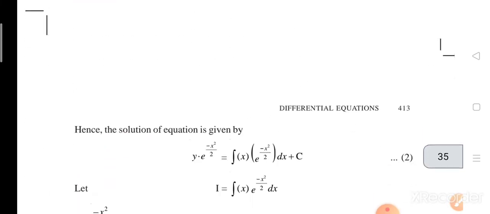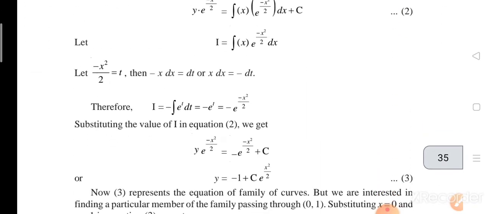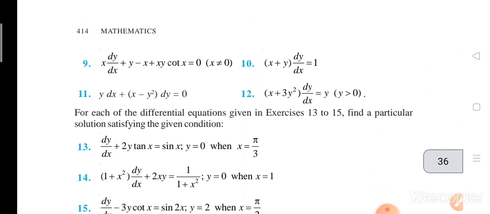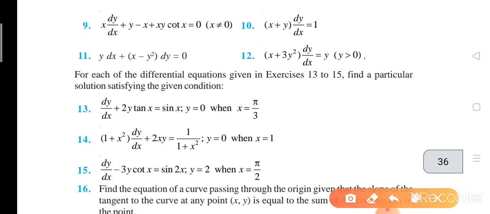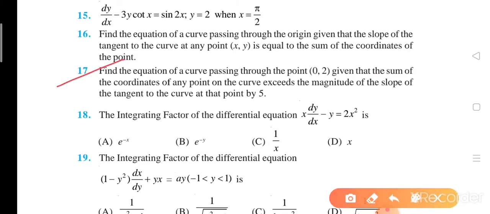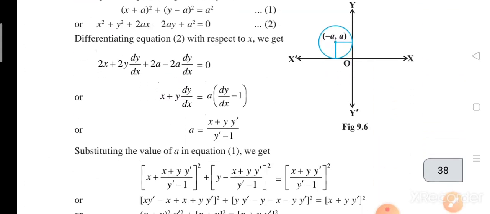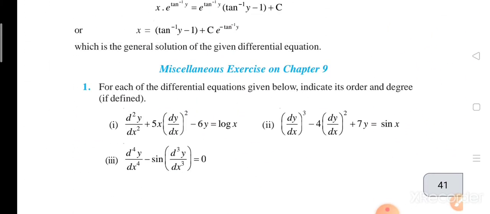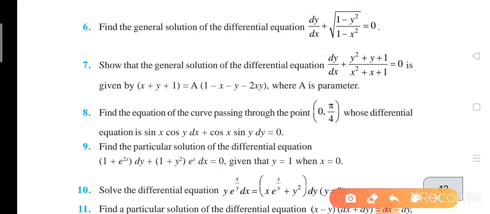And now if we talk about exercise 9.6, then important problems from this exercise are question number 12, 15, 17 and 19. These are important problems. Now miscellaneous, all examples related to the given syllabus. And from the miscellaneous exercise you have to do question number 6, 10.